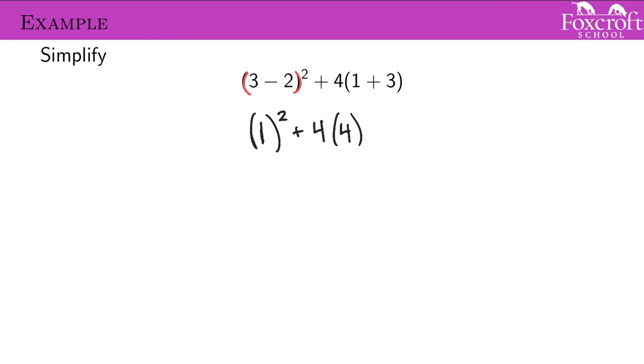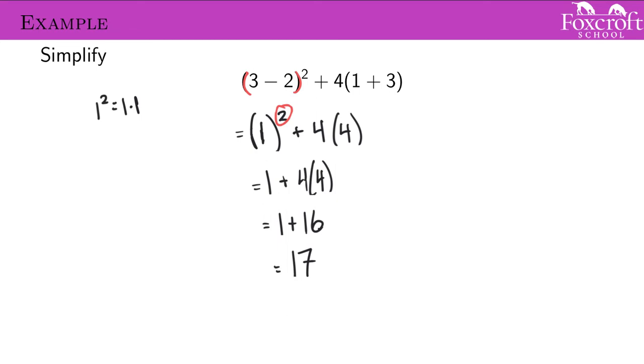All right, now we've simplified all the groupings. Once you just have a single number in a grouping, you can't do anything else with it. So now the next thing is exponents. So we're going to do this exponent 2. And just to recall, an exponent just means you multiply something by itself that many times. So 1 squared is just 1 times 1, which is 1. All right, now we've done all the exponents. Now we look for any multiplications and divisions. There's one multiplication, that's 4 times 4, which is 16. And then we finish by adding, which gives 17. So as long as you follow the order of operations, everyone should get 17 because we're all doing these things in the same order.